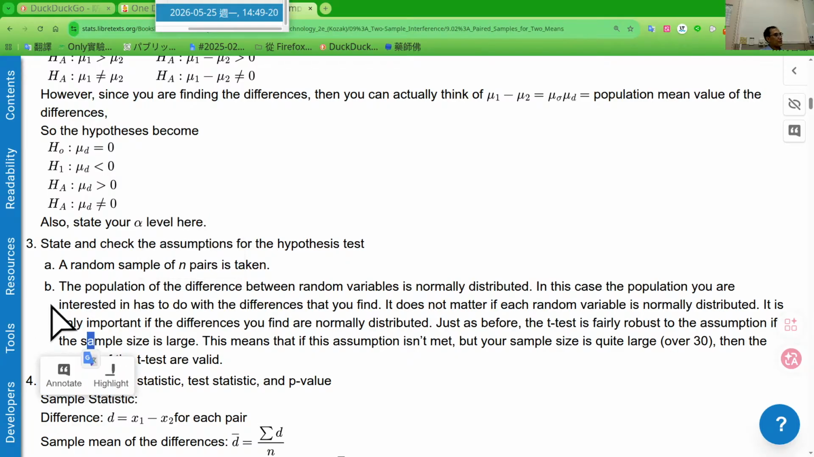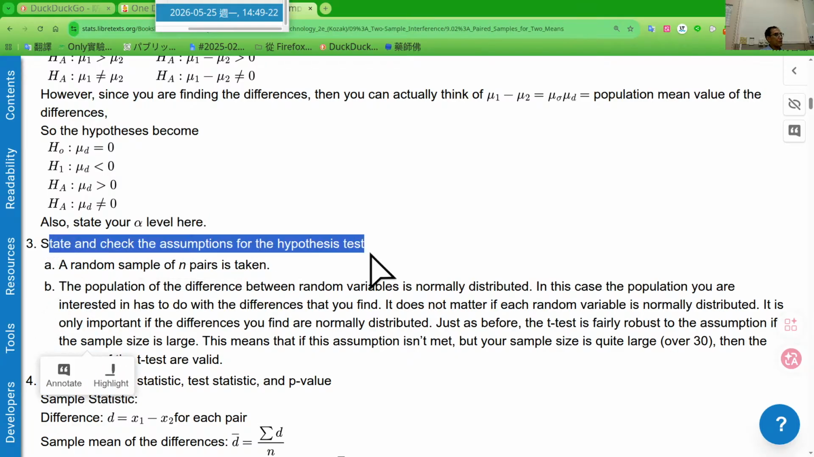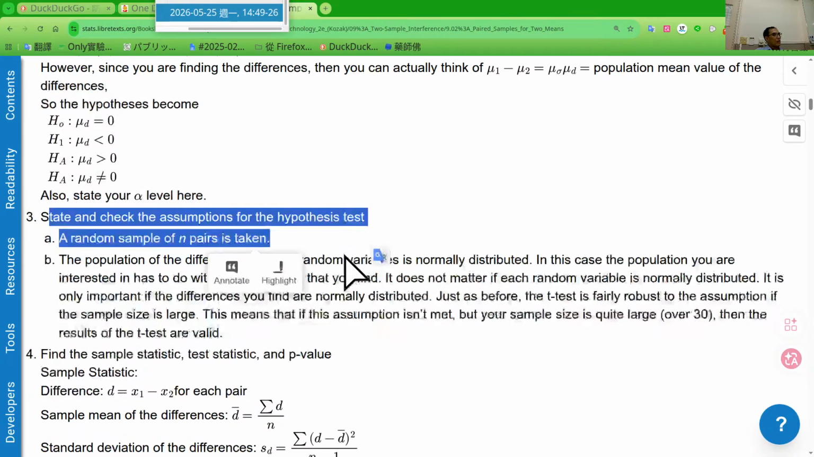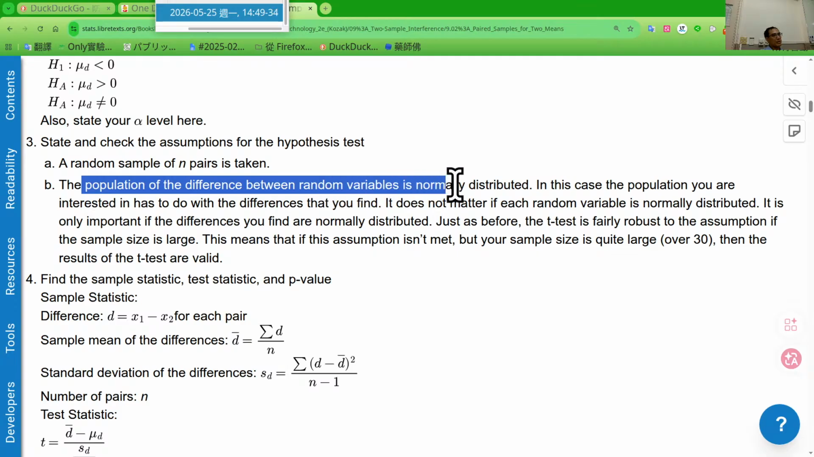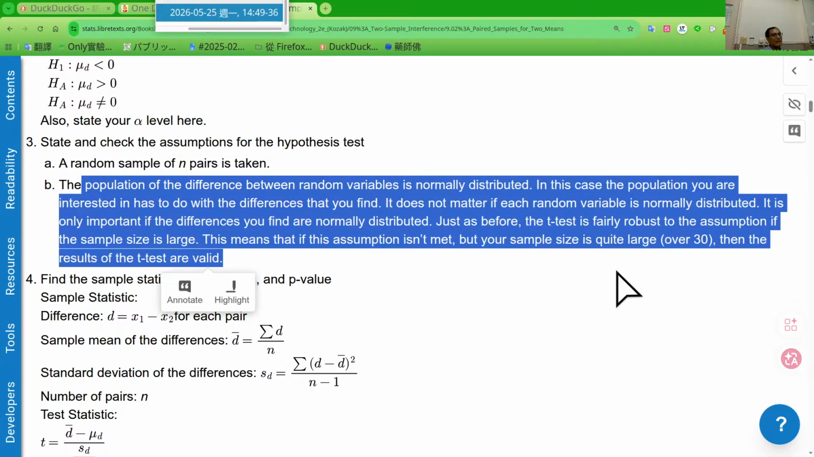Okay. State and check the assumptions for the hypothesis test. A. A random sample of n pairs is taken. B. The population of differences between the random variables is normally distributed, and in this case, the population you are interested in has to do with the differences that you find.